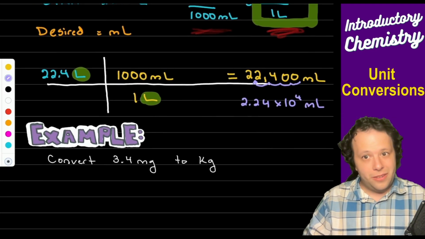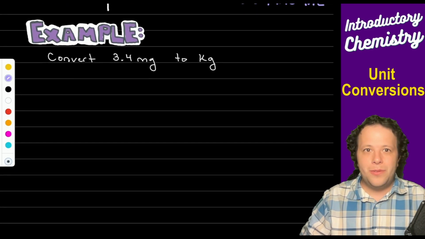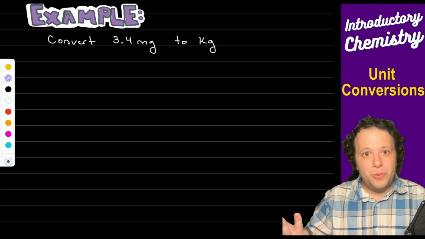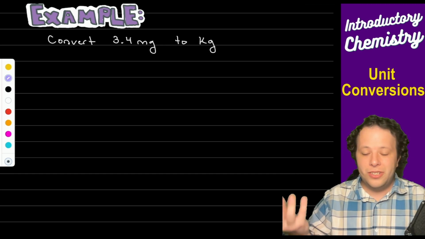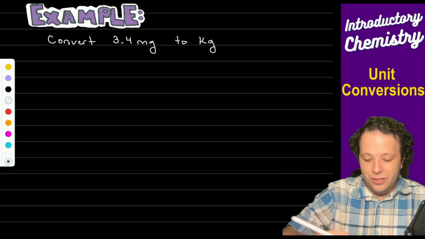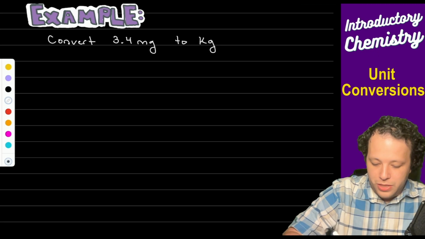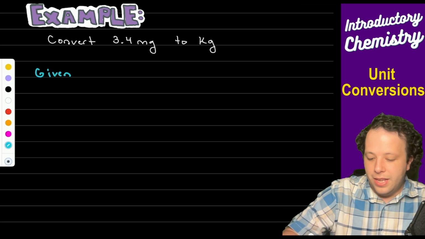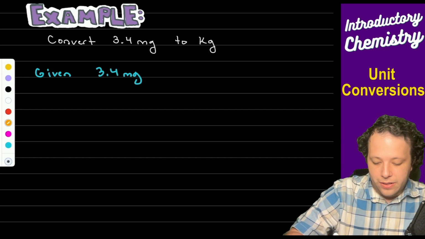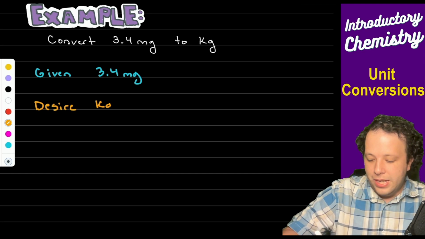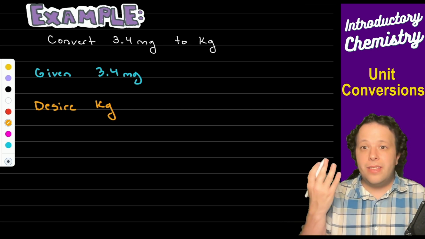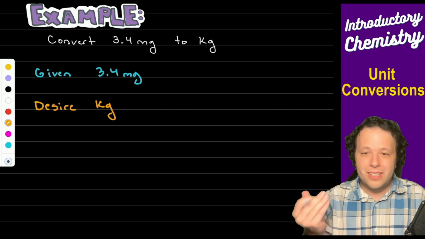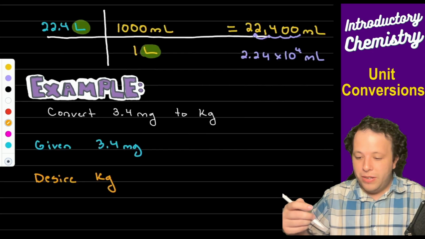Let's do another. So for this next one, if you want to convert 3.4 milligrams to kilograms, how can you do that? Well, first, what we're going to do is write down our given, right? We have 3.4 milligrams. We desire to go to kilograms. So what we need to do is write down all conversion terms that are relevant. Now I picked this one on purpose because there is a bigger prefix gap here.